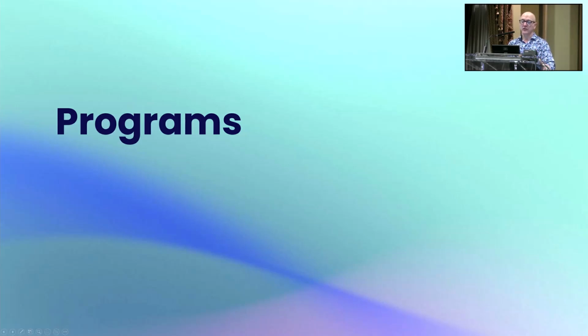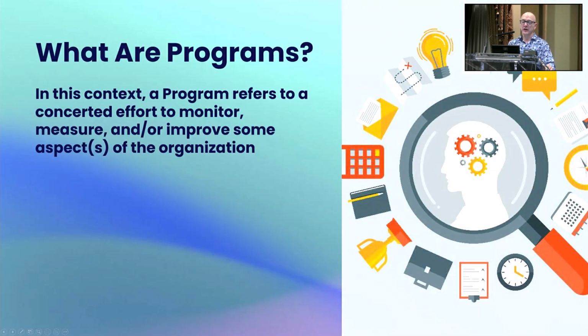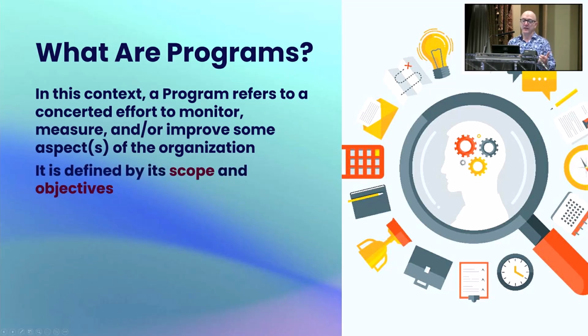It breaks down into very specific, explicit things that you can do and adopt. So in the programs, in this context, we're referring to basically a concerted effort to monitor, measure, and improve some aspect of the organization. And I've used the term program rather than project because to me, in my mental model, projects are very discrete. They start and they end, but programs often comprise multiple projects over several years with different resources coming in and out and have an overarching expectation of something to be delivered. It's defined by its scope and objectives.